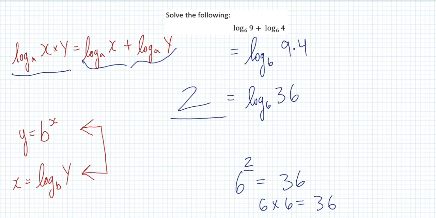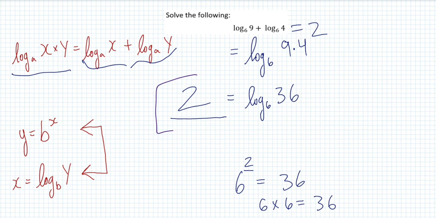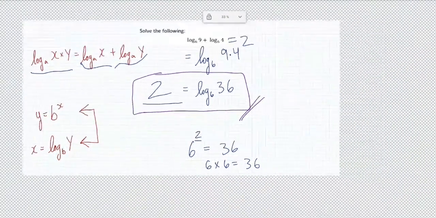And that's our answer, right? Our final answer is equal to 2. And it's just that simple. Really just rearranging the expressions and knowing the rules will get you the answer pretty quickly. Let's look at another example really quickly.